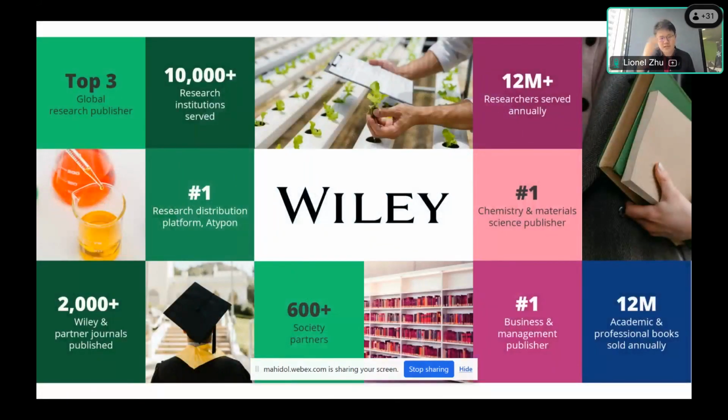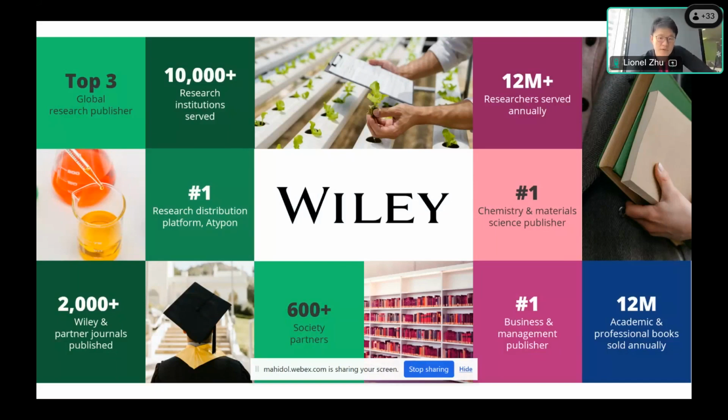As for the publishing world, there are 3 top publishers all over the world. The largest one is Elsevier, based in Amsterdam in the Netherlands. The second one is Springer Nature, based in Berlin, Germany. And we are the 3rd largest publisher in the world with over 200 years of history. Our headquarters is based in New York in the US.